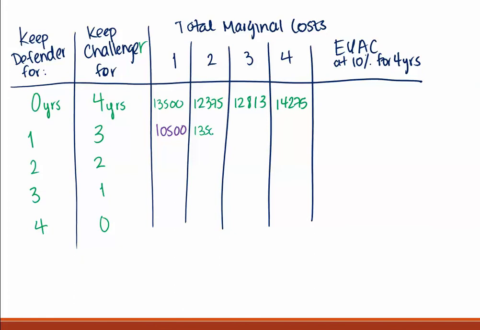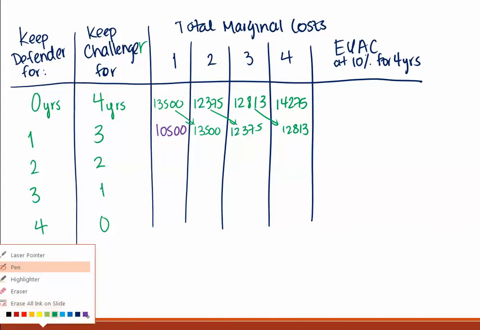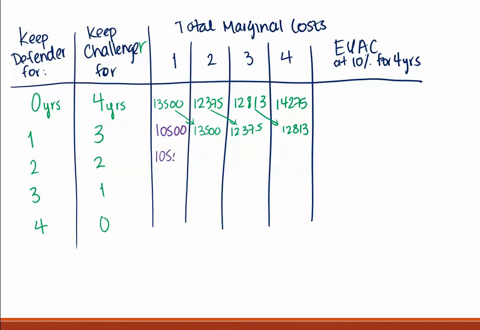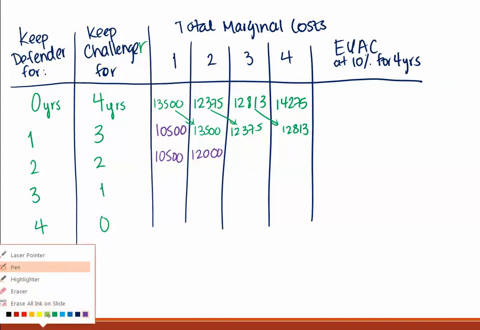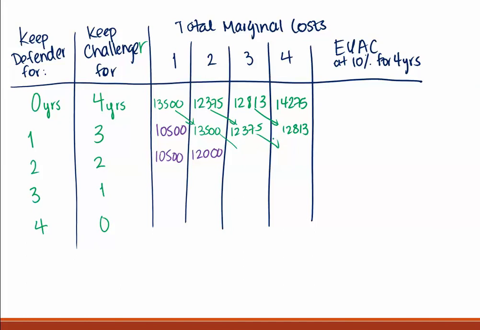So I'm going to copy those numbers. Just note that this is what's happening. The 12,813. Now, if I keep my Defender for 2 years, then the first 2 years are going to belong to the Defender, where the marginal cost for 2 years is 12,000. And the next few years will be, again, just shifted over, the 13,500 and 12,375. What if we do 3 and 1?